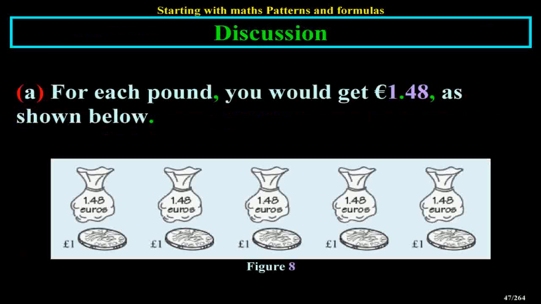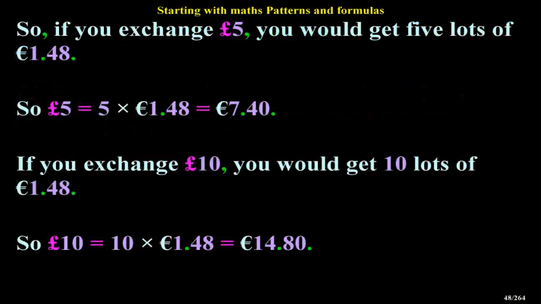Discussion. For each pound, you would get €1.48, as shown below in Figure 8. So, if you exchange £5, you would get 5 lots of €1.48. So €5 equals 5 × 1.48 equals €7.40. If you exchange £10, you would get 10 lots of €1.48. So £10 equals 10 × 1.48 equals €14.80.